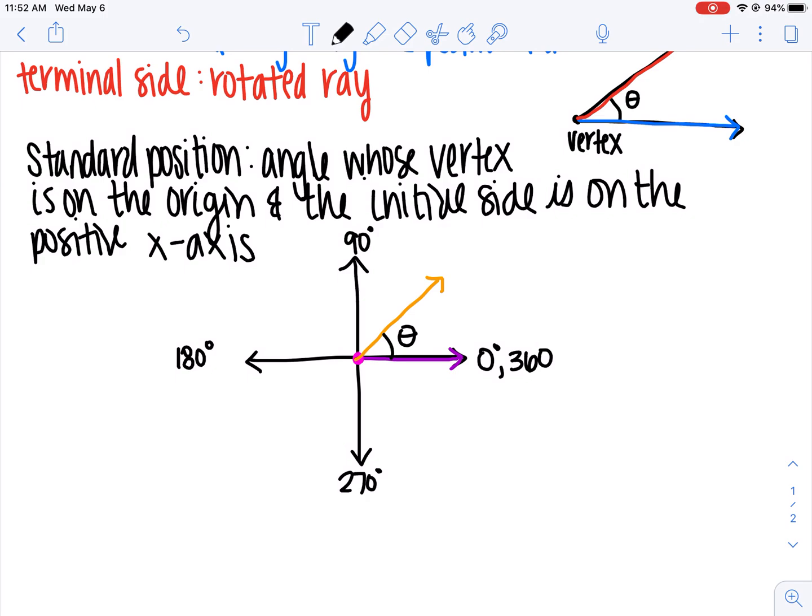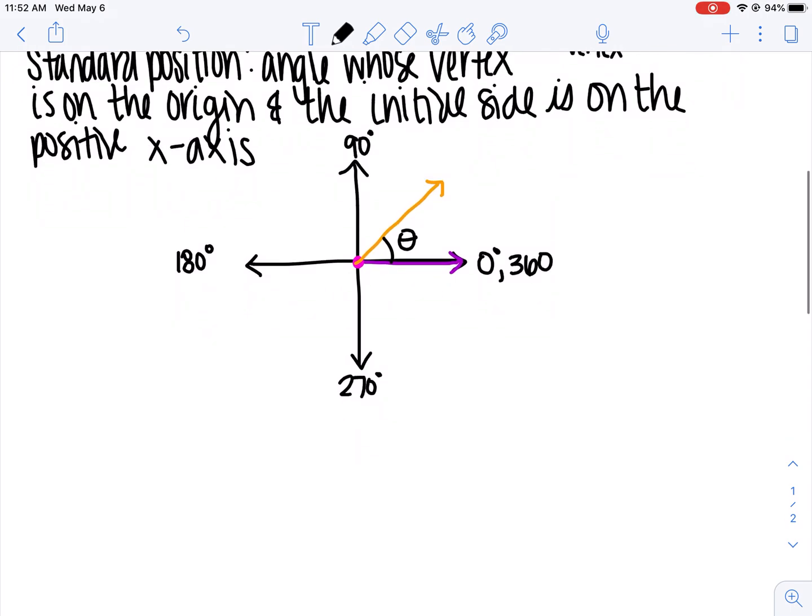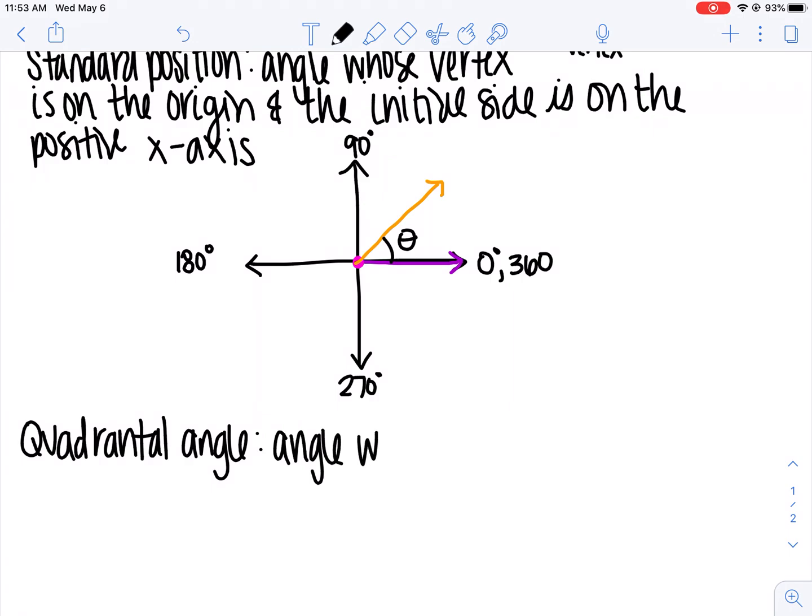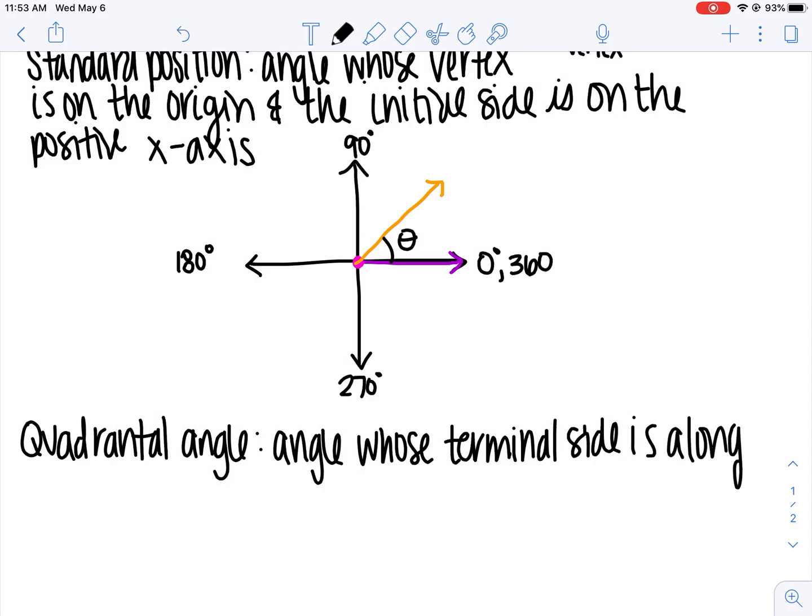Now, we need to name another angle, just to get it in our brains right now. We have what's called a quadrantal. Because what if my angle ends on 90, 180, 270, or 360? That's called a quadrantal. It's an angle whose terminal side is on or is along an axis. So any angle that falls on an axis.